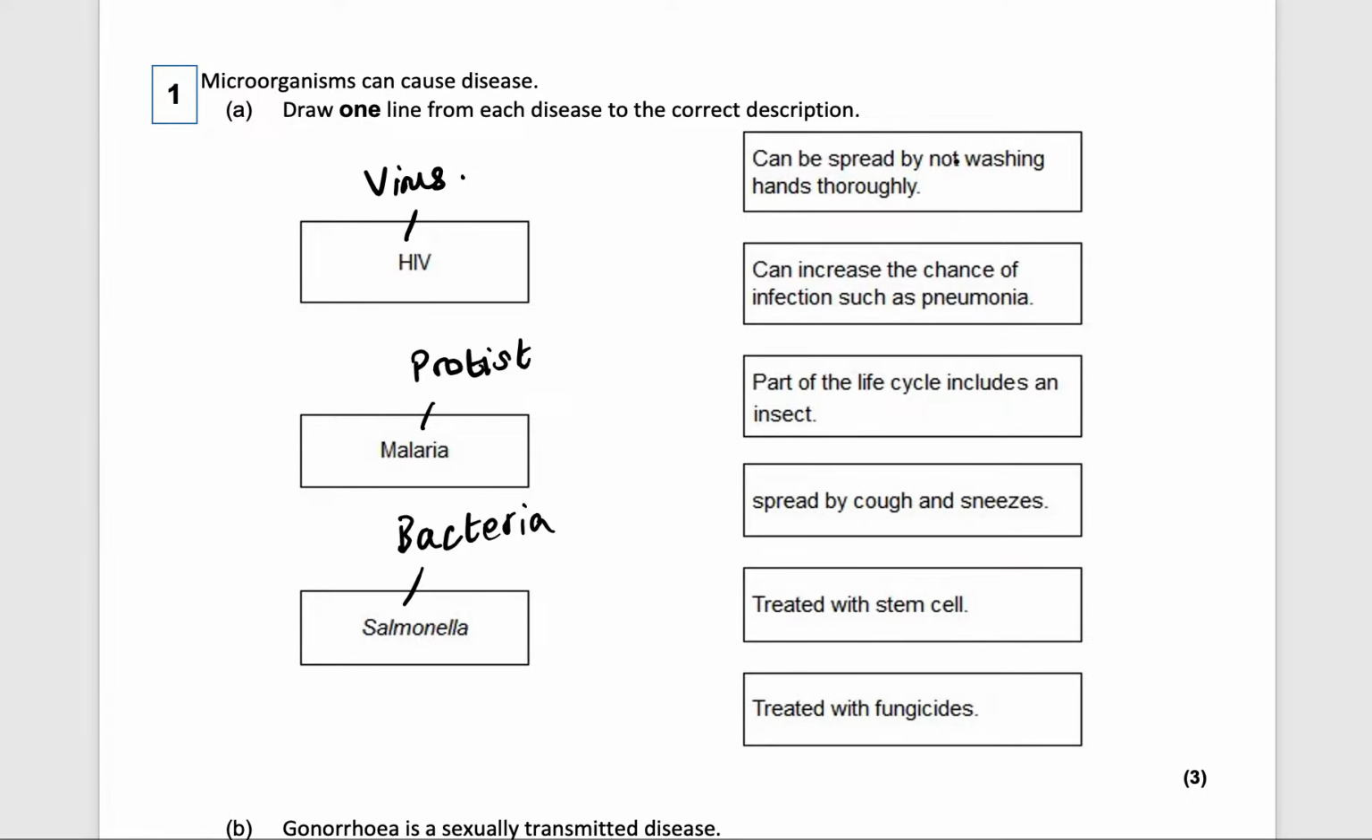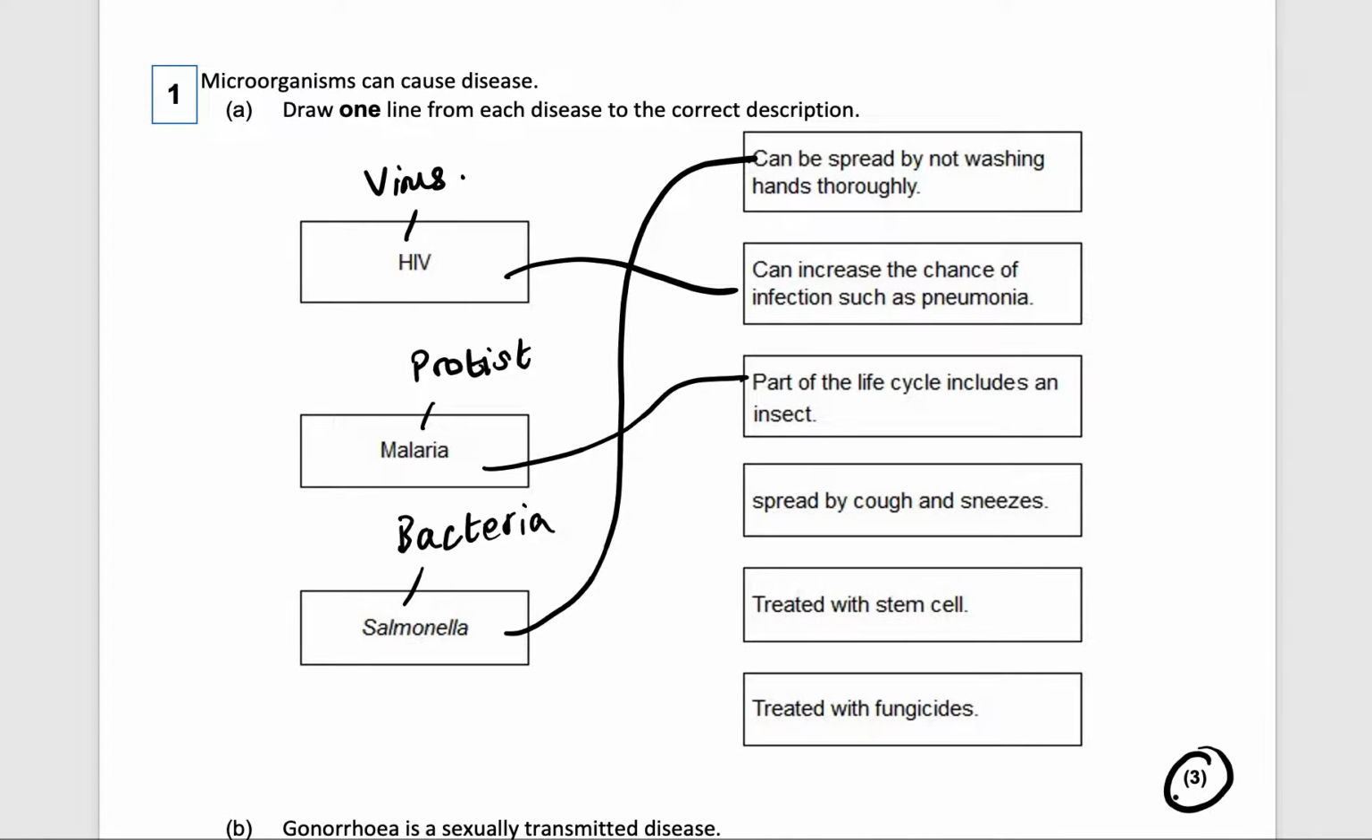So can be spread through not washing your hands thoroughly, can increase the chance of infection such as pneumonia. And that's what this one will go to, because HIV weakens the immune system, which means you can get infections such as pneumonia. Malaria is a disease caused by a protist, and part of its life cycle includes an insect. Remember, it's the mosquito. Salmonella is caused by bacteria and it's a food poisoning, and it can be spread through not washing your hands thoroughly. Okay, that would get you 3 marks there.